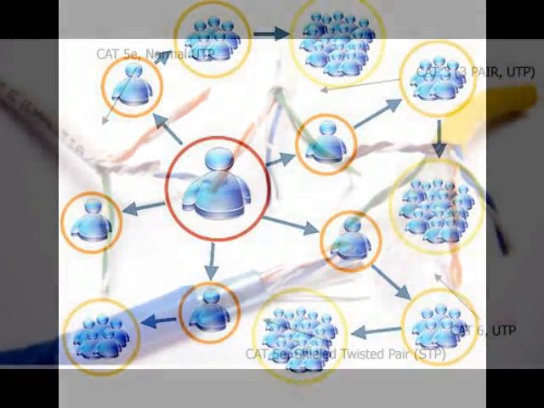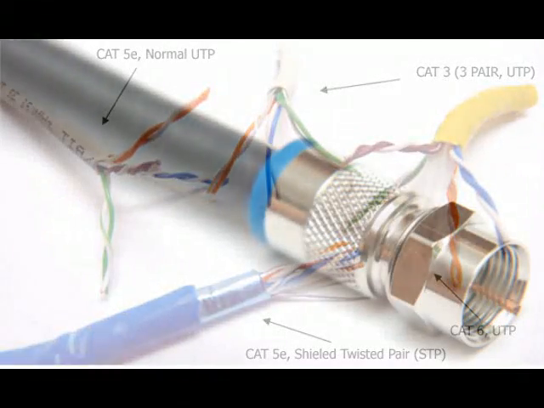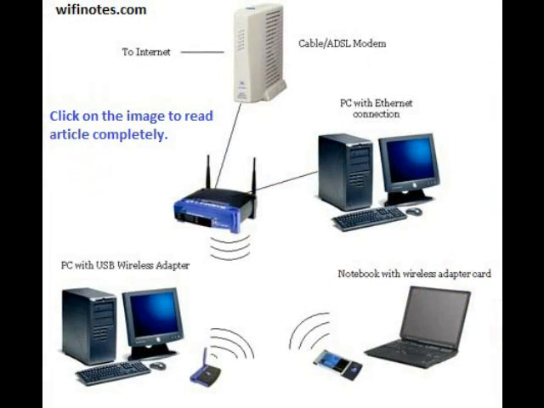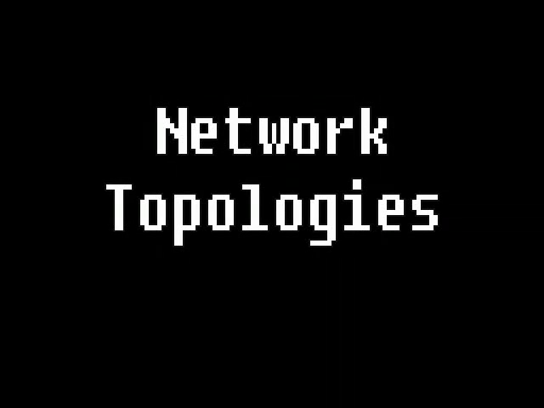Nodes can be connected using any of various types of media including twisted pair copper wire cable, optical fiber cable, coaxial cable, and by radio waves. They can be arranged according to several basic topologies.